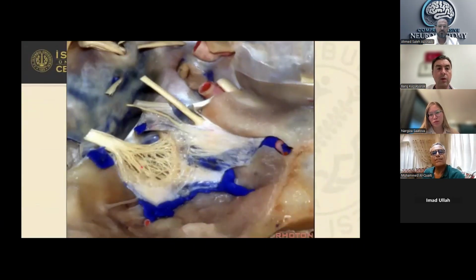Let's go one more. Now we see the third nerve, the cistern is opened. Some of the dural linings are removed to better see the fourth nerve here going together to the superior orbital fissure.